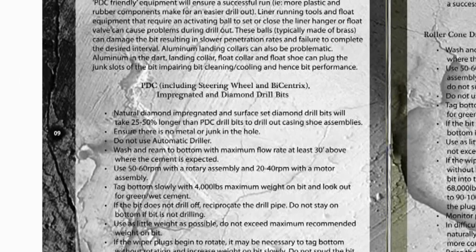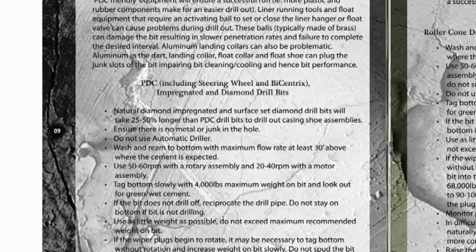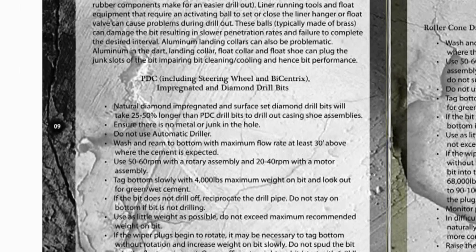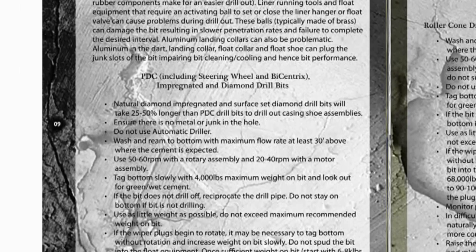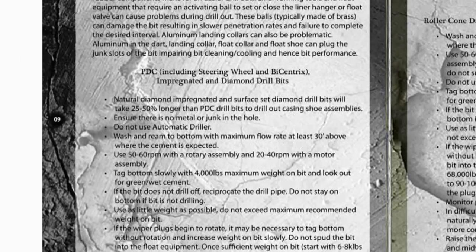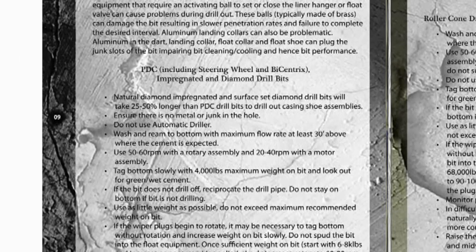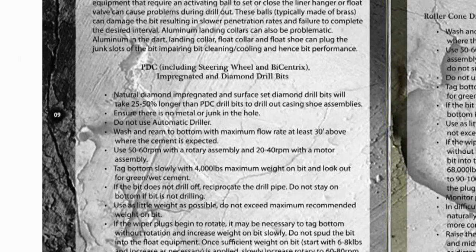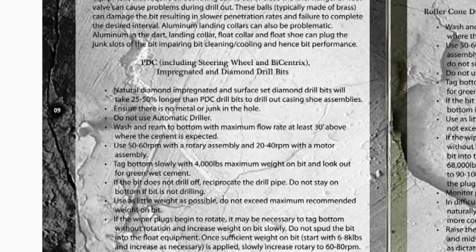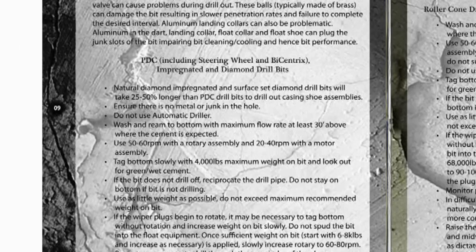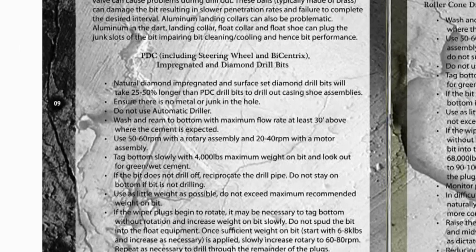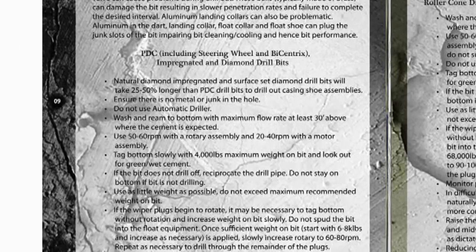Wash and ream to bottom with maximum flow rate at least 30 feet above where the cement is expected. Use 50 to 60 RPM with a rotary assembly and 20 to 40 RPM with a motor assembly. Tag bottom slowly with 4,000 pounds maximum weight on bit and look out for green or wet cement. If the bit does not drill off, reciprocate the drill pipe.